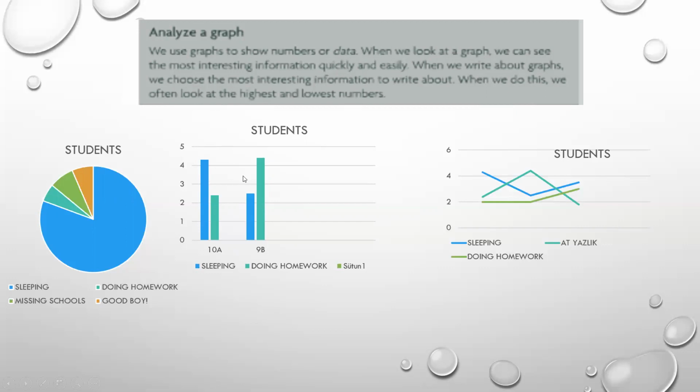Now, I prepared three kinds of graph for you. The first one is a cake graph. It's about the number of students sleeping, the number of students doing homework, the number of students missing school, and the number of good boy students. Here we have the numbers of students sleeping and the numbers of students doing homework, 10A and 9B. Look at the difference.